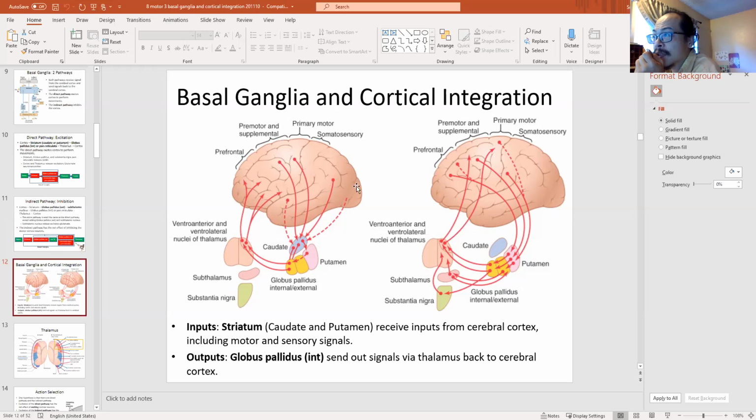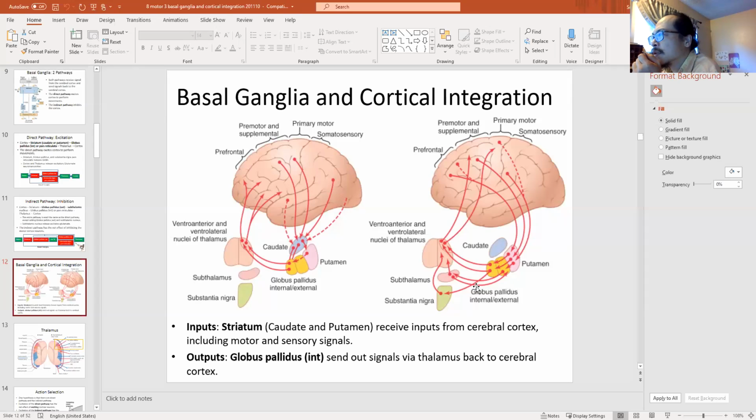Input signals are always from the cortex. And the first nucleus to receive the signal is the striatum. It's either the caudate or putamen. The direct pathway will be the putamen sent to the globus pallidus internal, or the substantia nigra pars reticulata, right? And then sent to the thalamus, then sent to the brain.